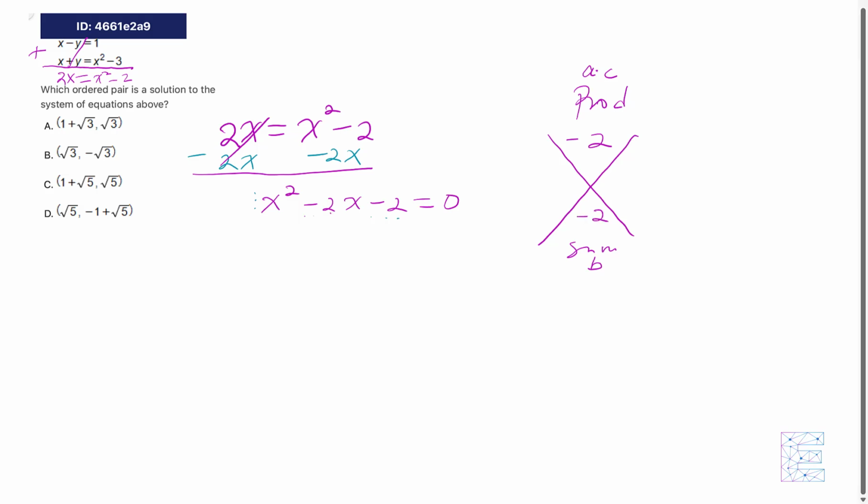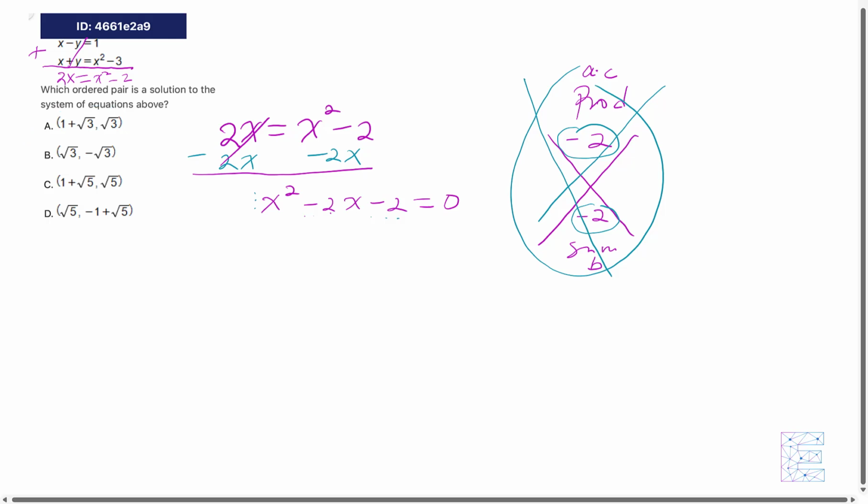So we ask ourselves, are there any two numbers that when multiplied give you negative 2, and when you add them, you get negative 2? And I can promise you, you're not going to find any integers that give you that. So because the factoring has failed, we then have to use the quadratic equation. And we can tell we want to use the quadratic equation because all these choices sort of look like a result of the quadratic equation.